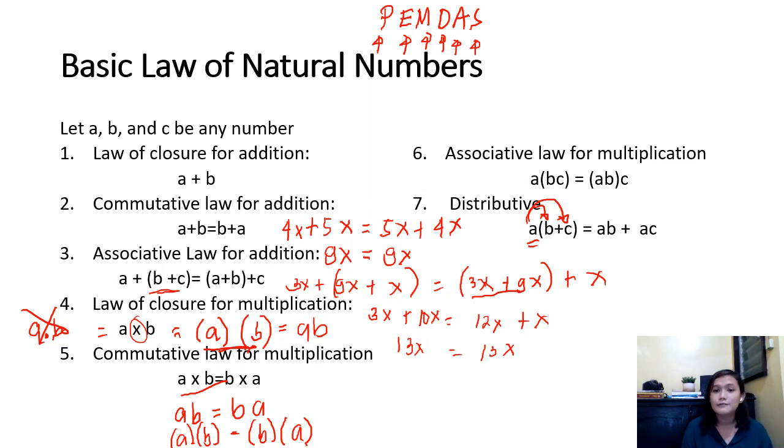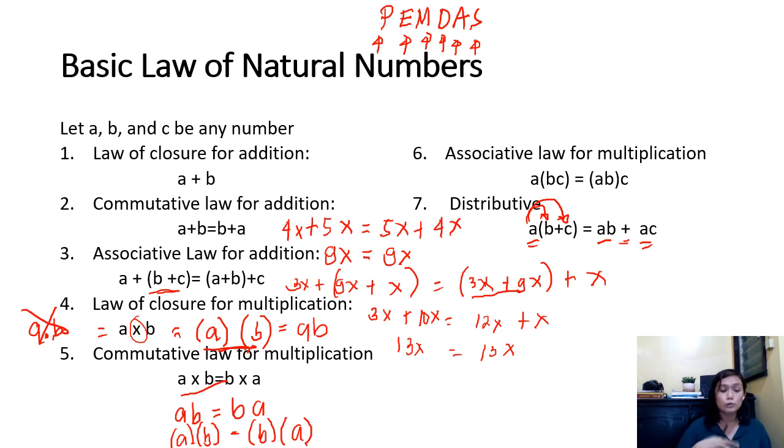So you will have AB, right? A times B plus, copy the operation, which is addition, so plus, then A times C, so you have AC. Or it can also be CA, class. You could try to interchange it, because of the commutative law for multiplication. Even if it is reversed, you still get the same value. So this is the basic law of natural numbers.